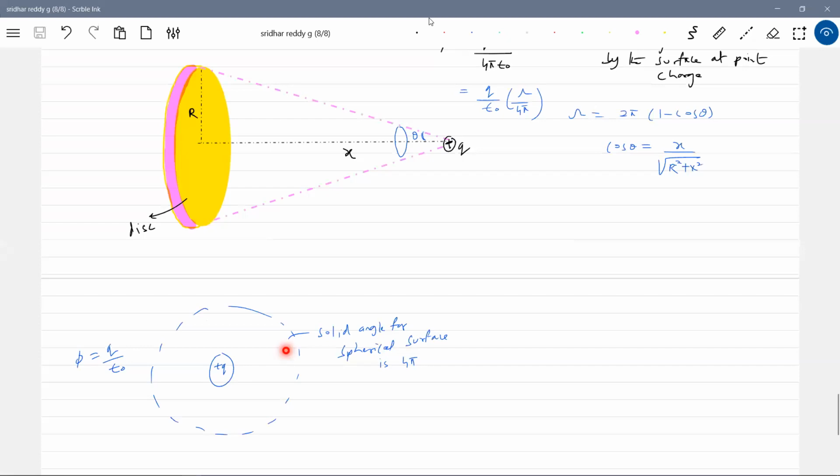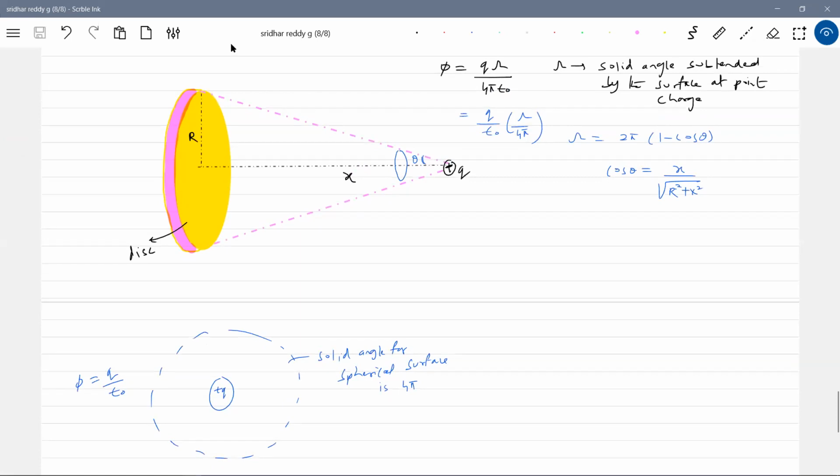Sir, how to calculate the solid angle? You don't need to know how to calculate it; a formula is given and you have to apply it. It's a three-dimensional angle that is measured here. The angle subtended by this surface is what you are going to measure. This is called a solid angle.